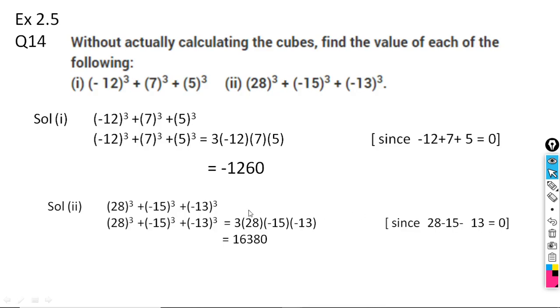It means 28 cube plus minus 15 cube plus minus 13 cube is equal to 3abc, where a is 28, b is minus 15, and c is minus 13. By multiplying them, we get 16,380.